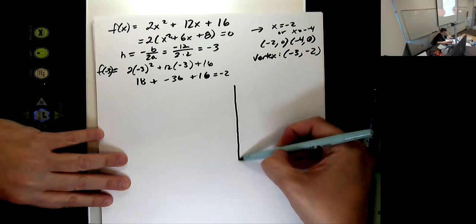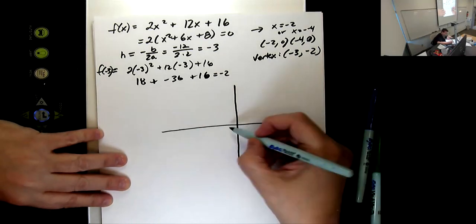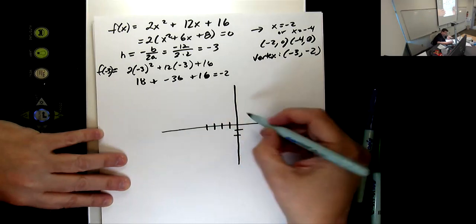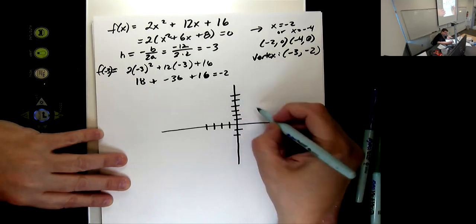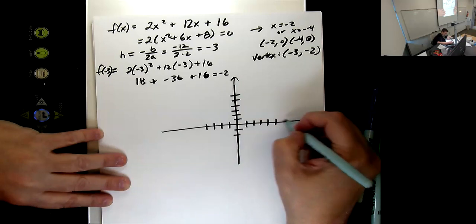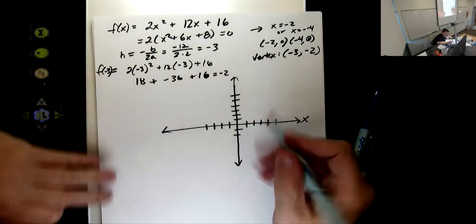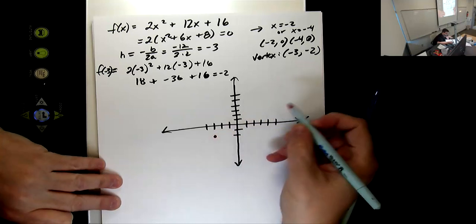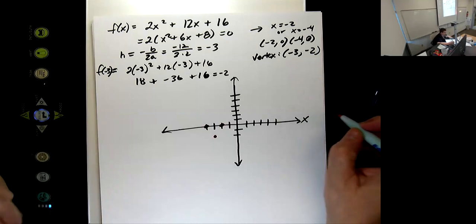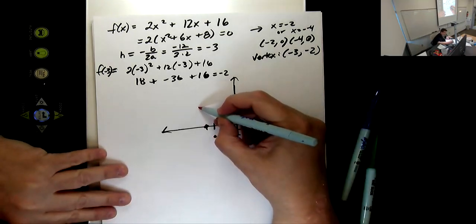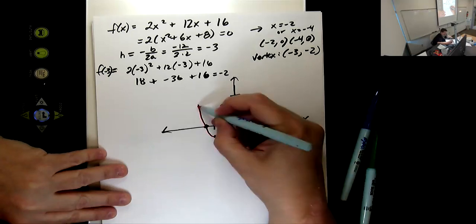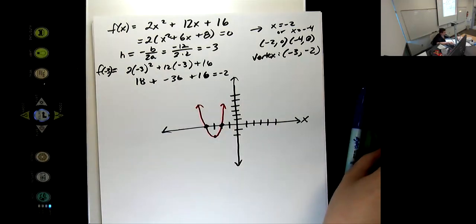So we have a point at -3, -2 now. But we still have our same points at -2, 0 and -4, 0. Something's changed.